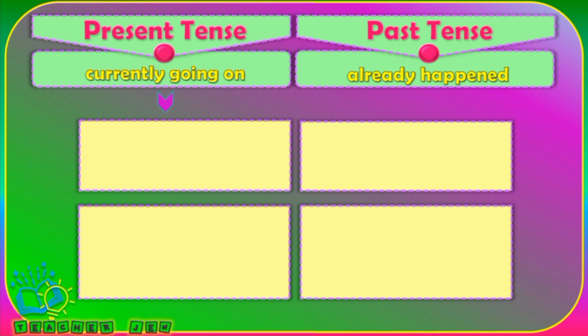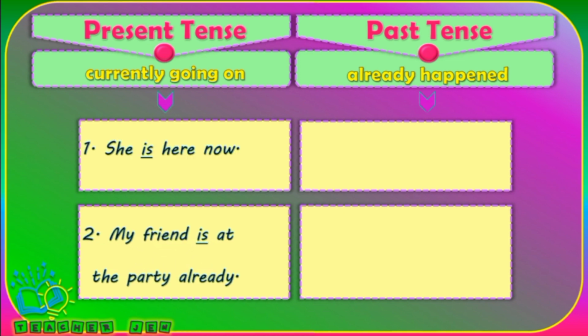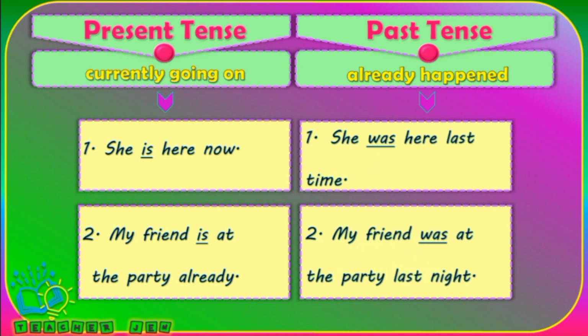Now let's take up the following examples under present tense. Number 1, she is here now. This is currently going on, and in this sentence, our subject is she and it is singular. It is then followed by the be verb is, which is also singular. Remember the basic rule that says a singular subject takes a singular verb is applicable. So as you can see, the verb in this sentence agrees with our subject, which is she.